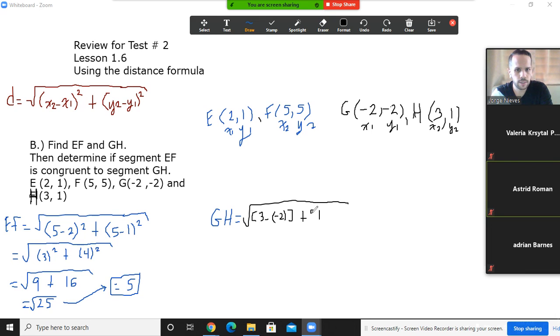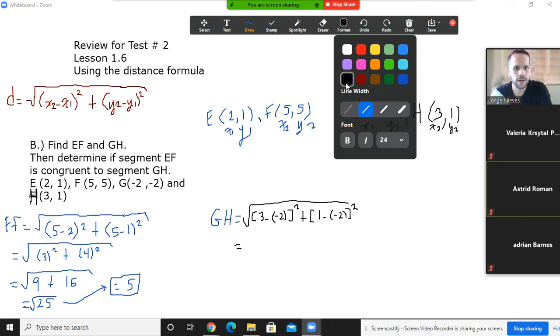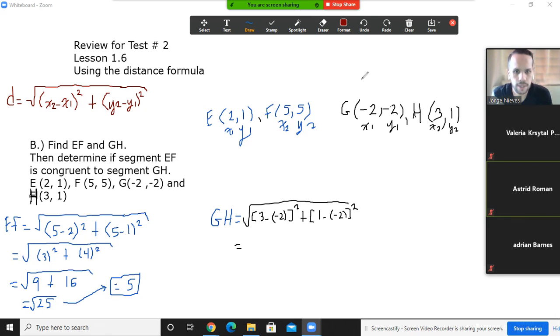Okay, so it's gonna be 1 minus -2. Okay, so let's solve this very quick. And those are gonna be to the square. Okay? Don't forget that. So in the first part, what we got? ¿Quién me dice? We got 3 minus -2. That's the same, ¿verdad? It's gonna turn to addition, so the signs change. So it's gonna be 5. Okay?